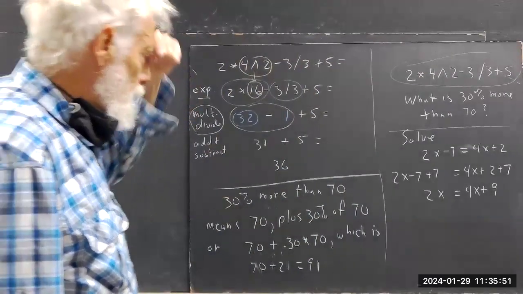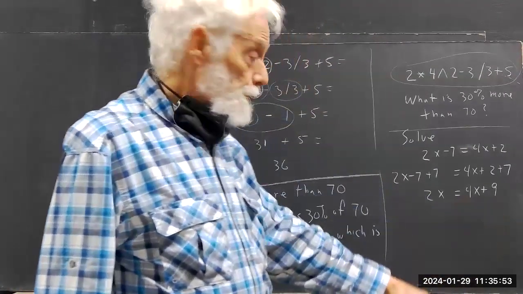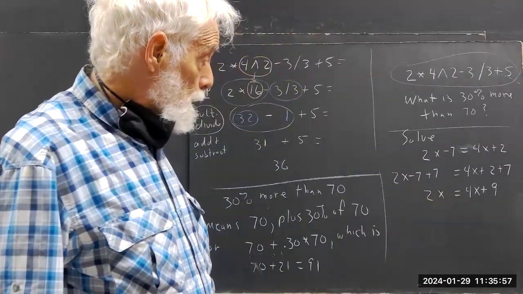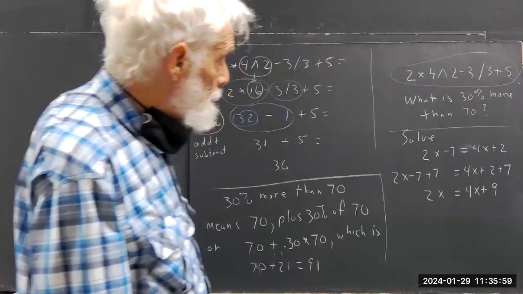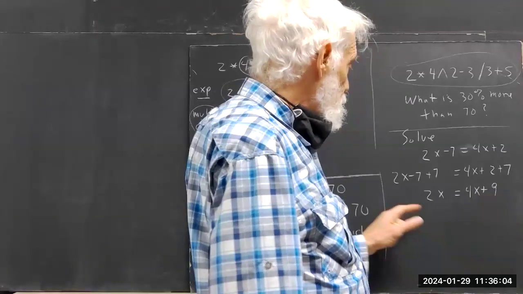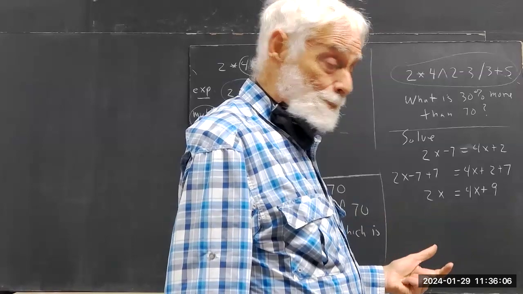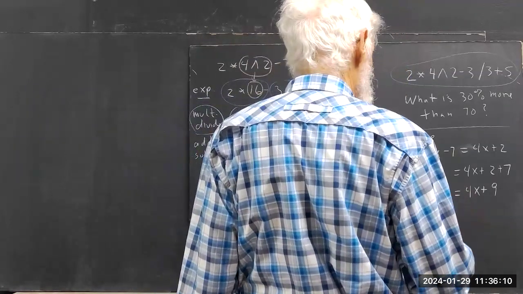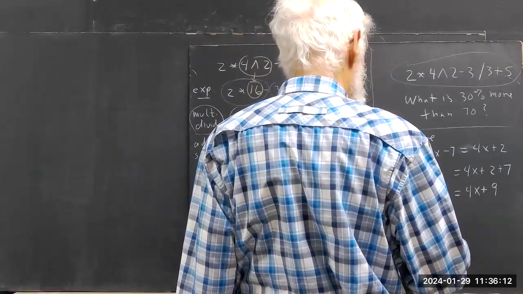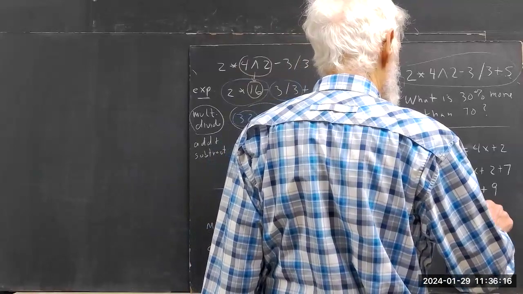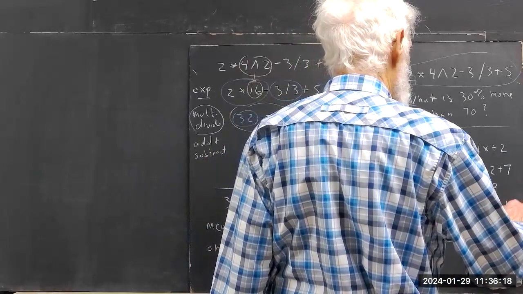Now we've got all our plain numbers on this side, but our x's are on both sides. What do I have to do now? Well, if I take 4x off of this side and take 4x off of this side, then I'll have all my x's on this side, because we do this: we say 2x minus 4x equals 4x plus 9 minus 4x.